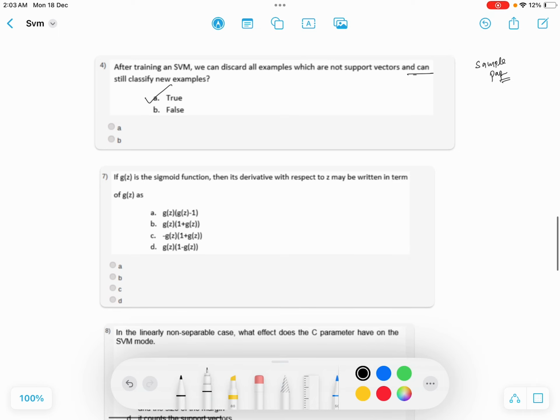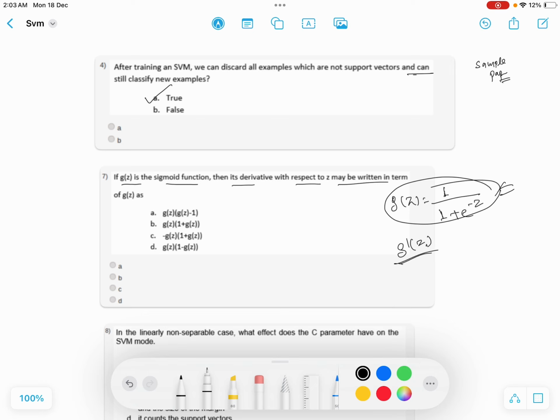Look at this question. If g(z) is the sigmoid function, then its derivative with respect to z may be written in terms of what? So what is the sigmoid function? That g(z) is equal to 1 upon 1 plus e to the power minus z. This is the sigmoid function. Now you have to take the derivative of this, and we use this sigmoid function in logistic regression, right?